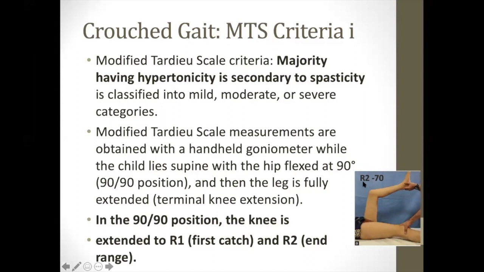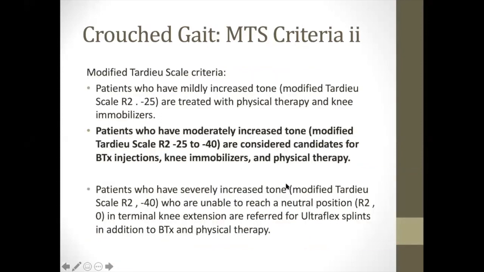Usually it is said in terms of R2. R2 means minus 70 from the neutral. R1 is the first reflex, where you find it at 90 degrees. So here is the dynamic contracture, popliteal angle minus 70. You can inject hamstrings here. Another criterion, you can read about Tardieu's criteria, usually it is called, for those who have moderately increased tone and severely increased tone. The most good candidate is when the contracture is below minus 70.